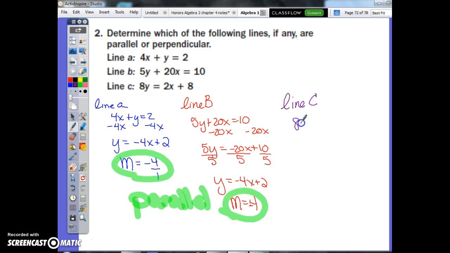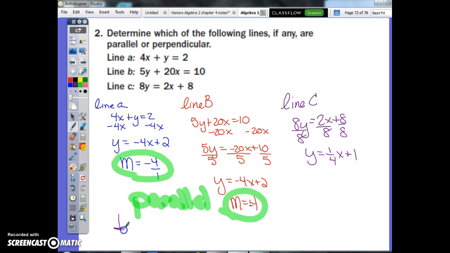Line C is 8y equals 2x plus 8. So this is easy. All you have to do is divide by the 8 to get it into y equals mx plus b. And you get y equals 1/4 x plus 1 when I simplify. Now, for this to be the negative reciprocal, you have to flip it and change the sign.